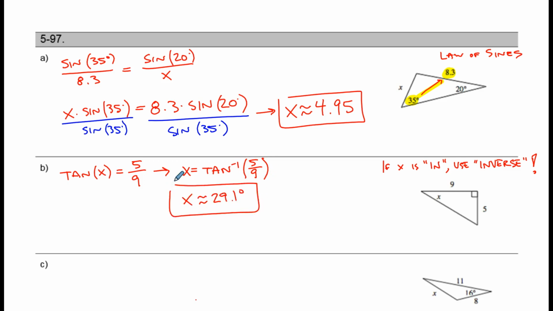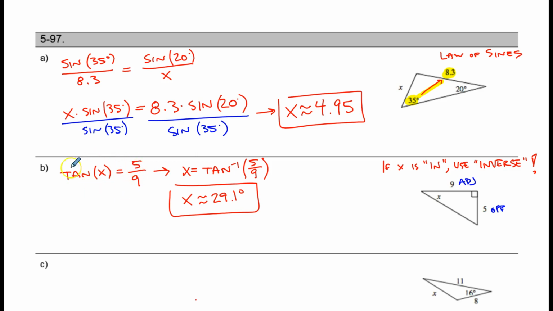Okay, folks, this was a tricky one. I know we haven't done this a lot, but to find a missing angle inside of a triangle, if it's a right triangle, we can use inverse trig to do that. I know that the tangent ratio of this angle x, remember, is going to be the opposite leg divided by the adjacent leg. The tangent ratio is 5/9.